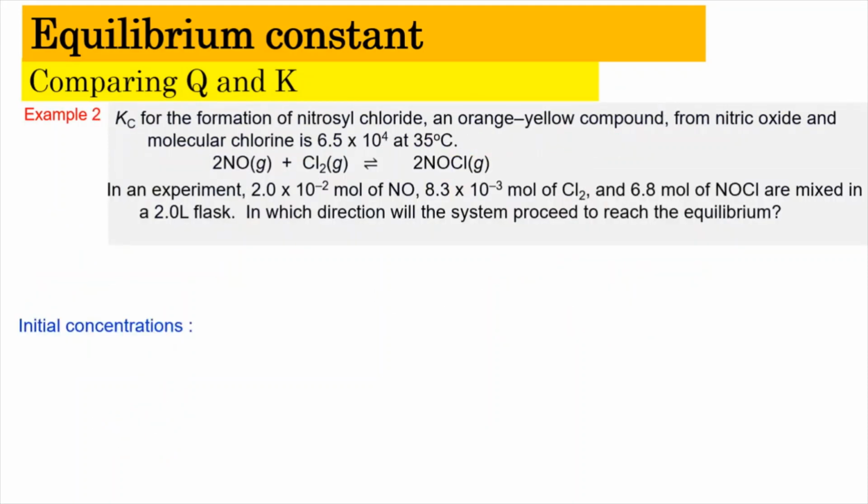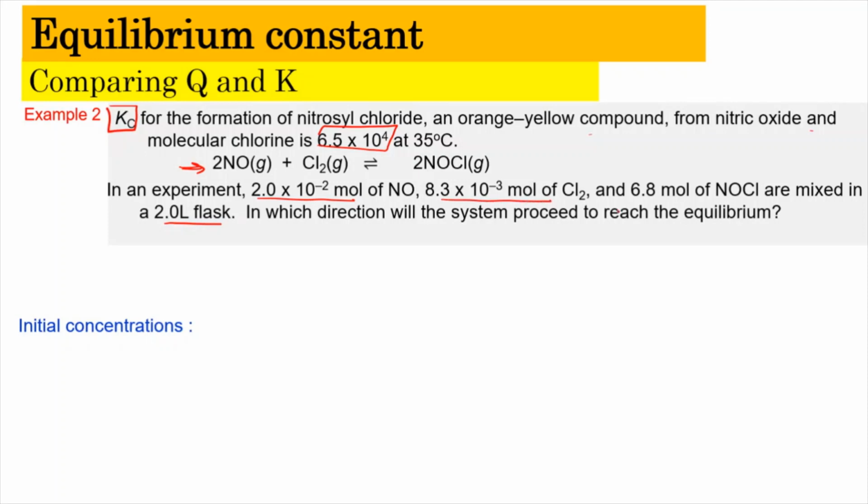Alright, now we're going to look into example number 2. For example number 2, the Kc for the formation of nitrosyl chloride, which is an orange-yellow compound, from nitric oxide and molecular chlorine is 6.5 times 10 to the power of 4. So here is the Kc and here is the equation. And in an experiment, 2 times 10 to the power of negative 2 mole of NO, 8.3 times 10 to the power of negative 3 mole of chlorine, and 6.8 mole of NOCl are mixed in a 2-liter flask.